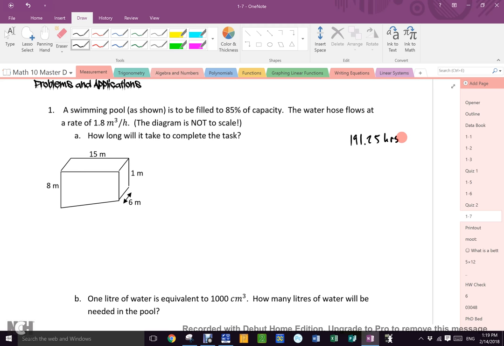How do we measure hours? In minutes, which are fractions of what? 60. So a quarter of an hour, because 0.25 is a quarter of an hour. If I was being a real stickler, 191 hours, 15 minutes. Everybody cool? Understand? That's my only complaint about that.